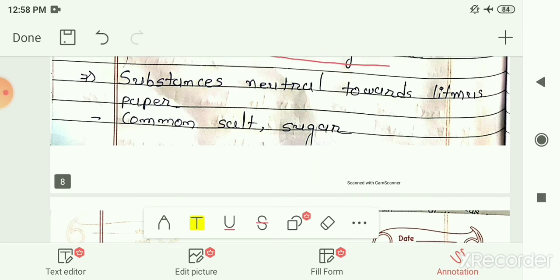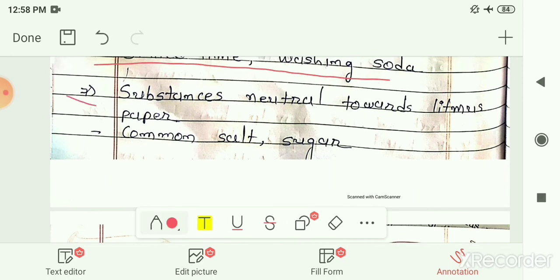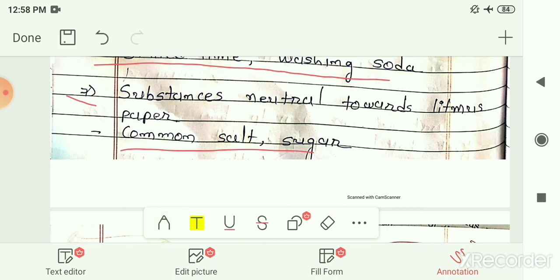Next, seventh number, substance neutral towards litmus paper. That means neutral substance. So here your answer is common salt and sugar. These are the substances which are neutral in nature and which will not show any effect on any of the litmus paper. So your answer is common salt and sugar.